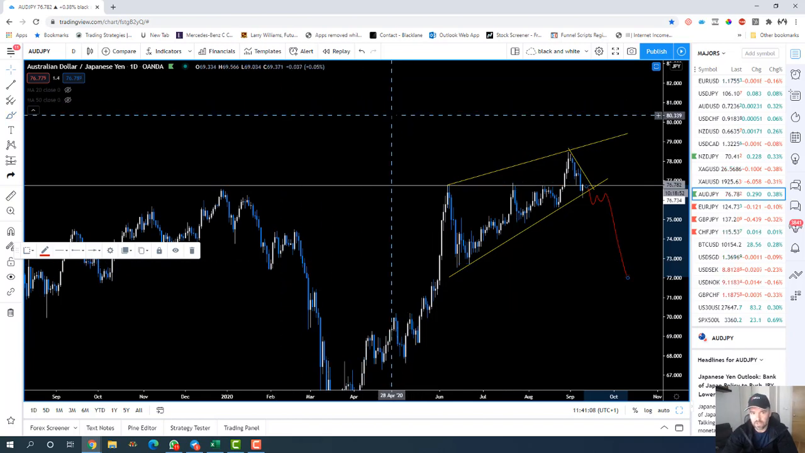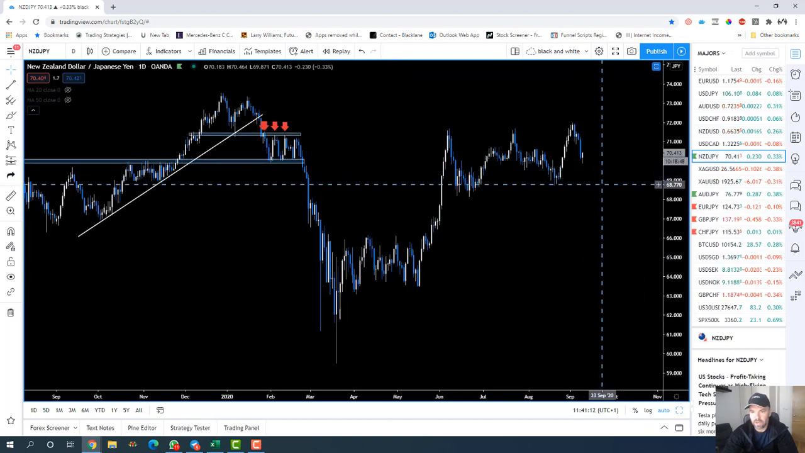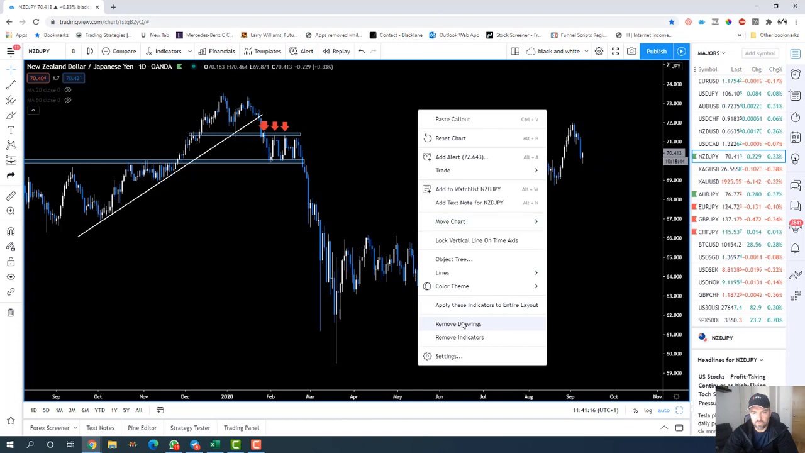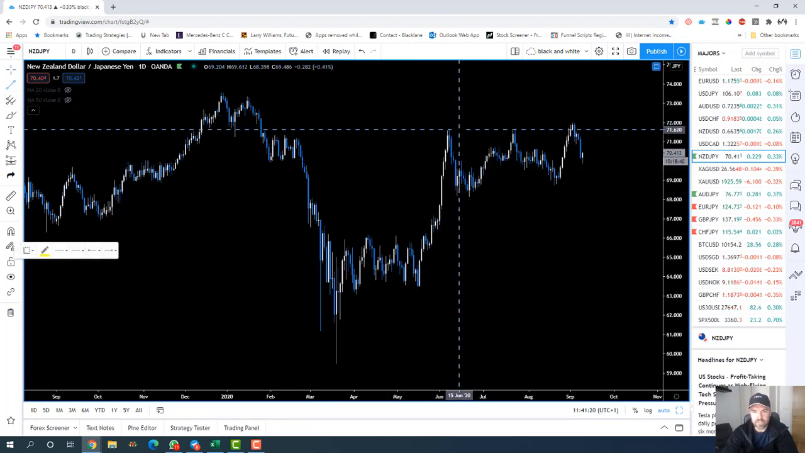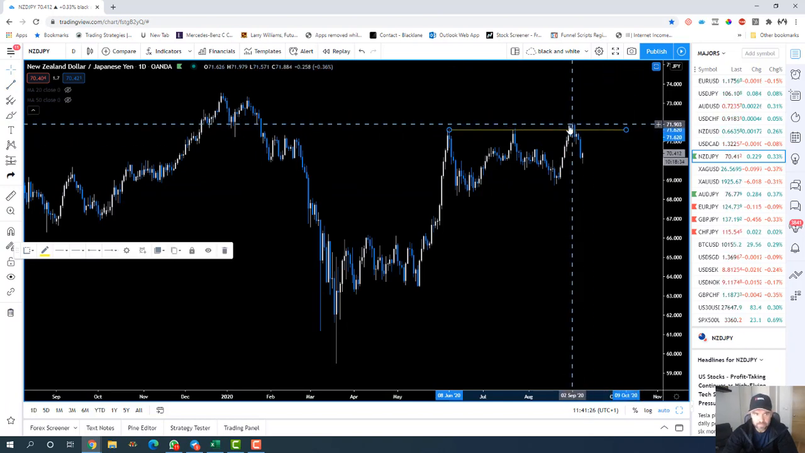Now that is also going to play out with another chart that we can look at for risk sentiment, which is Kiwi yen. I'm just going to remove all drawings. For anyone that does follow us on our free Telegram channel, you will have had this trade sent out, which was a short from up here, and we closed it out.